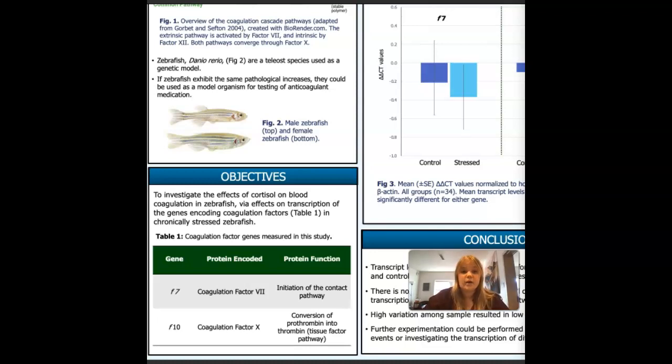As you can see in Table 1, we measured the transcript levels of gene F7, encoding coagulation factor 7, which initiates the contact pathway of the coagulation cascade. We also measured the transcript levels of gene F10, encoding coagulation factor 10, which initiates the conversion of prothrombin into thrombin, leading to the formation of a blood clot.